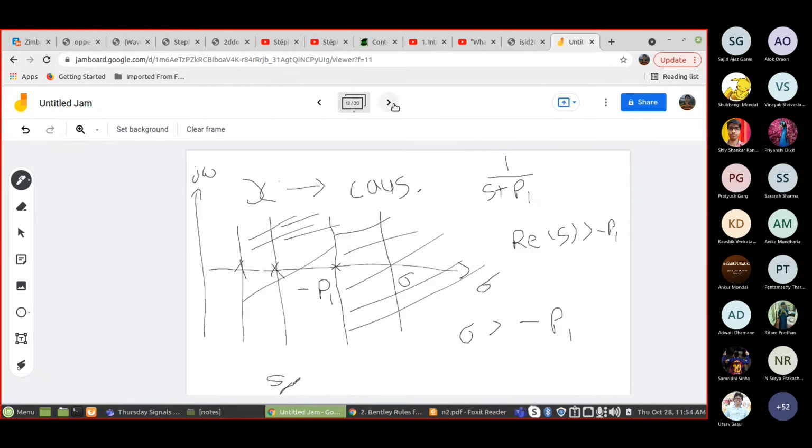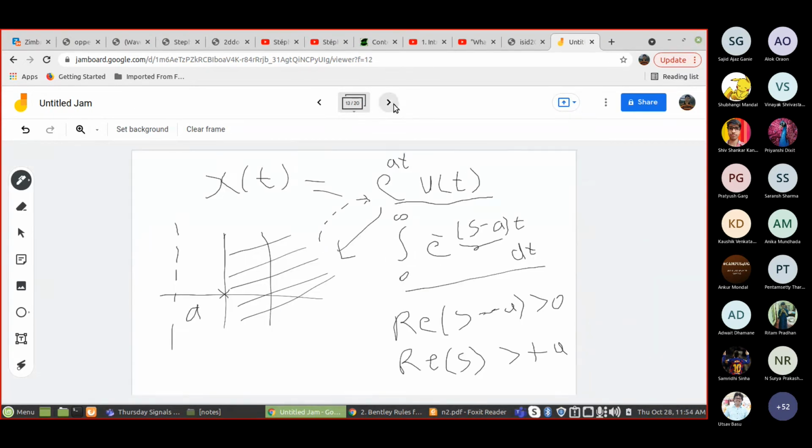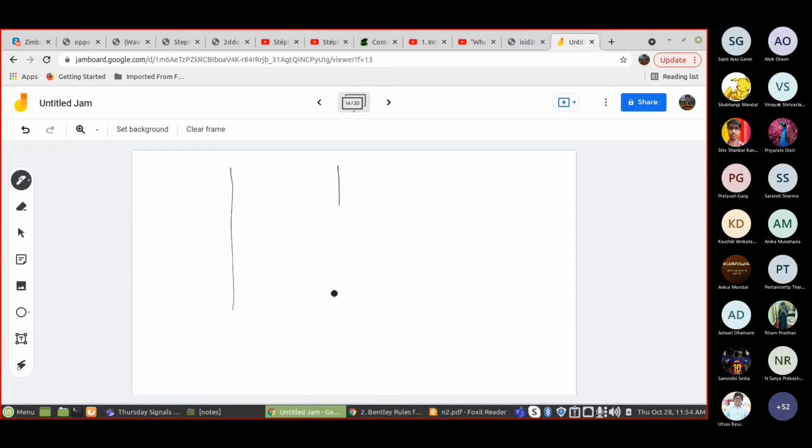Let me write that somewhere. I have left it incomplete in the note, but I will write it here. Suppose these are your extremes, P1 and P2. So P1 less than real part of S strictly less than P2. This is the ROC for two-sided signals.